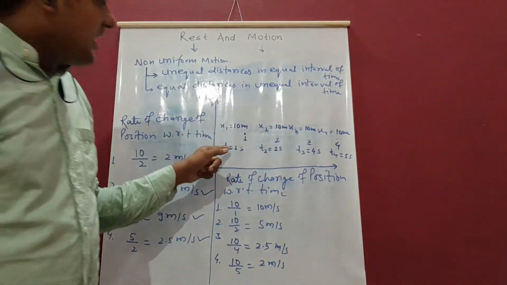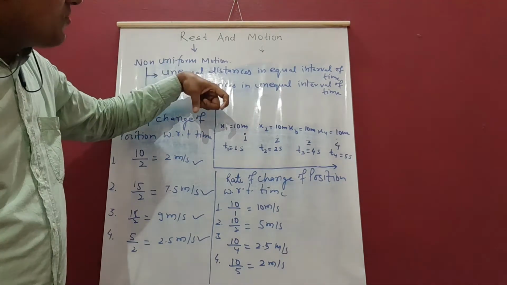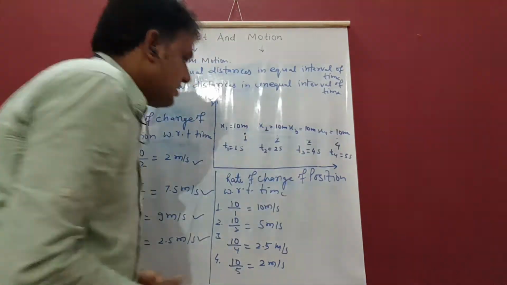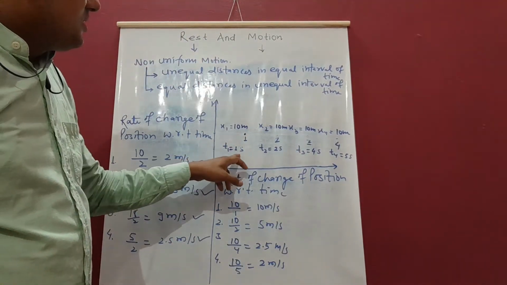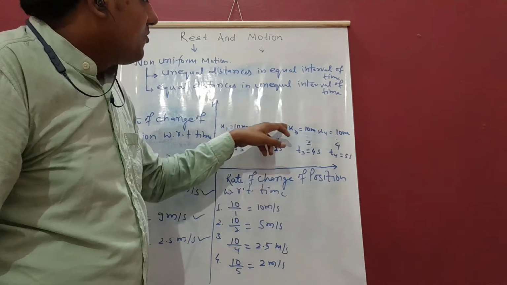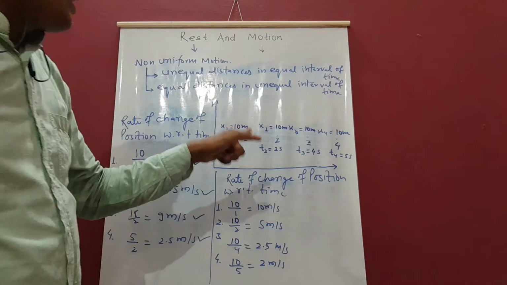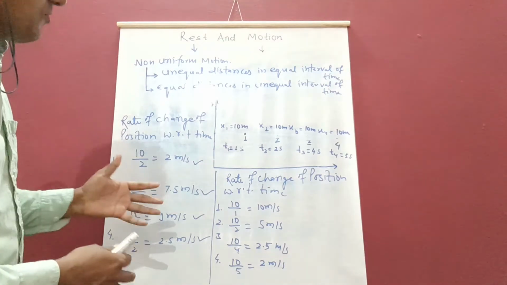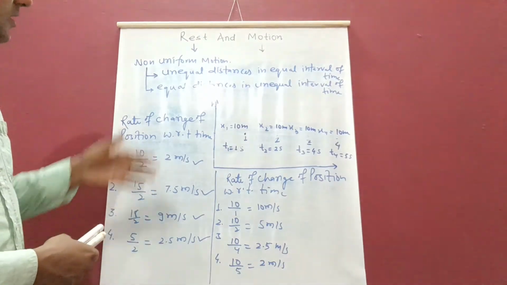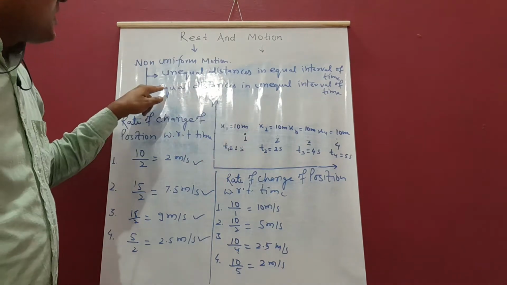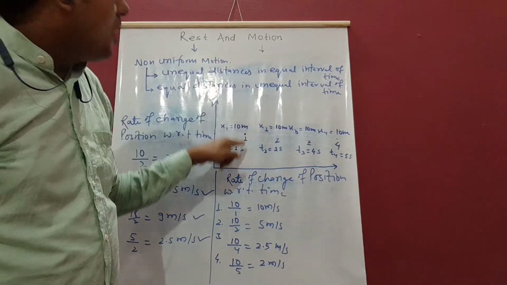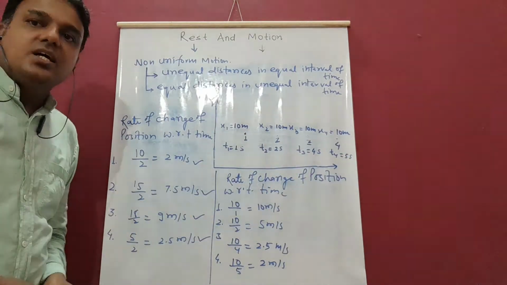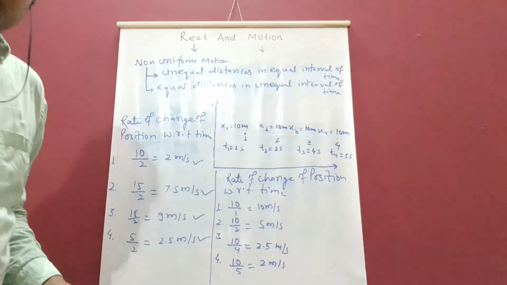But the time required to travel each 10 meter distance is different in different cases. In the first case the time is 1 second. In the second case, for 10 meter distance the time required is 2 seconds. In the third case it is 4 seconds. In the fourth one it is 5 seconds. So here we can see that the object travels equal distances in unequal intervals of time. So in this case also the object is said to be in non-uniform motion.